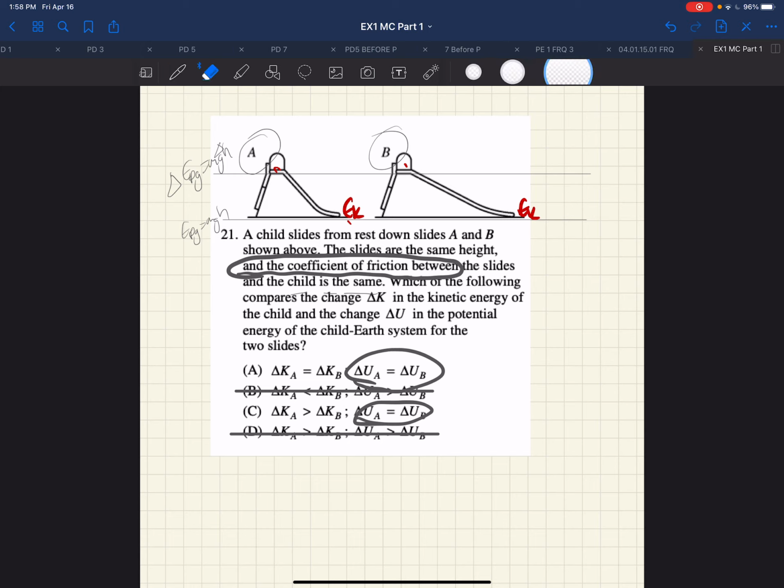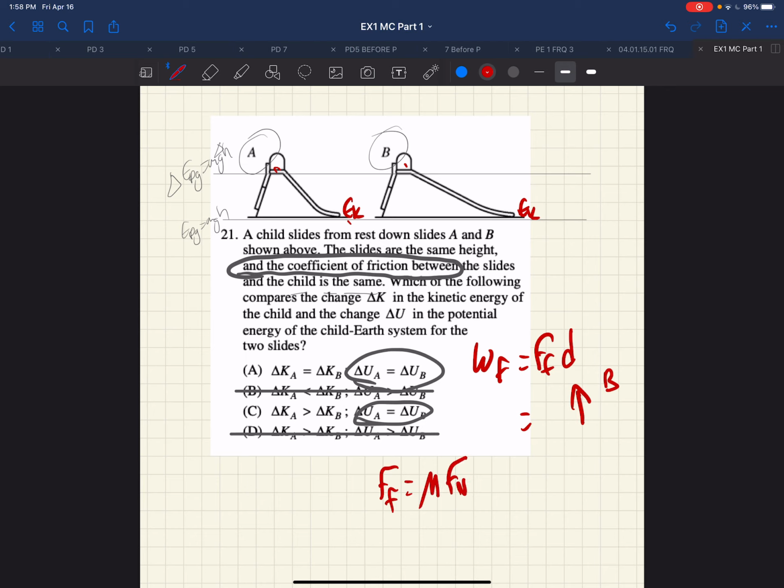And so there's work that gets done against friction. And the work done against friction is that force of friction times the distance. Now, what we do know is that the distance for B is greater than A. The next question then is, what about the force of friction? The force of friction is mu Fn. Now, the mu's are the same in both cases. So ultimately it is going to come down to what's the difference between the force normal.